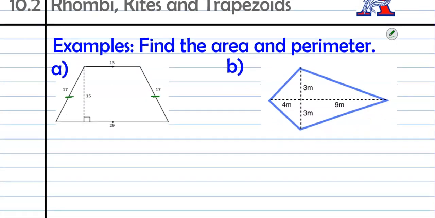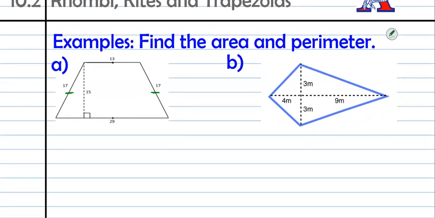Now, I personally like to just find the median first. That's how I usually do it. So I like to figure out where this middle line is. I will just add together the bases. I'll just do 13 plus 29 and find the average of it, cut it in half. So 13 and 29, let's see, 9 and 3 is 12, carry the 1, 2 and 2 is 42, divided by 2 is 21. So 21 is halfway between 13 and 29.